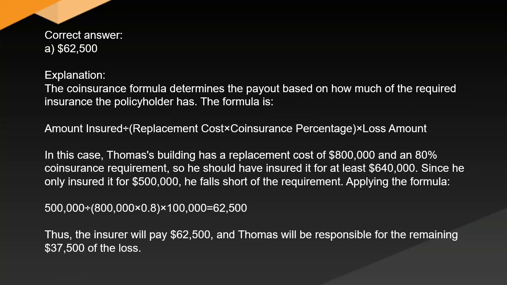$62,500. Explanation. The coinsurance formula determines the payout based on how much of the required insurance the policyholder has. The formula is amount insured divided by (replacement cost × coinsurance percentage), times the loss amount.